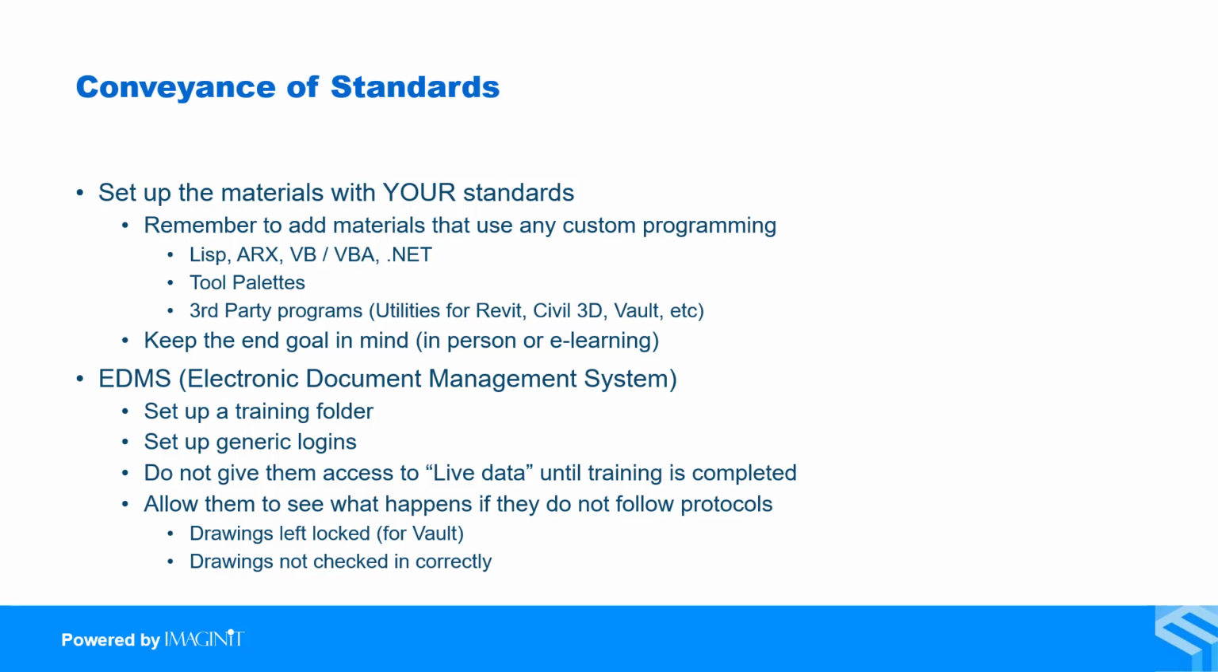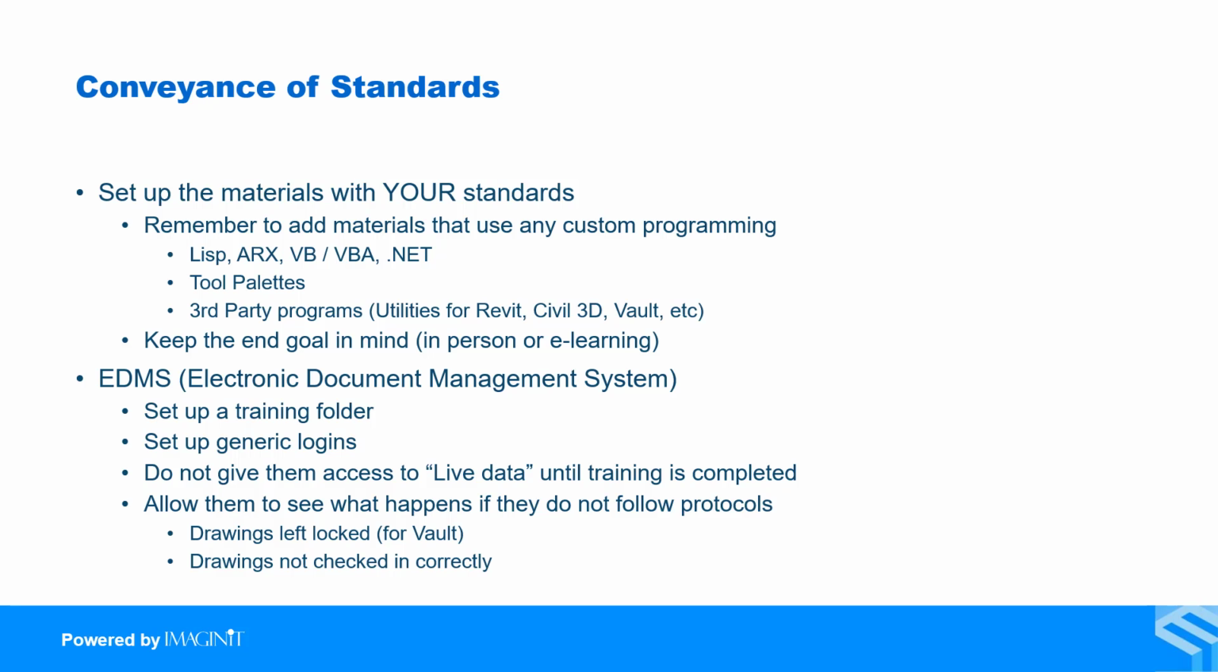Next, we're going to talk about the conveyance of standards. When you're setting up your own materials, it is critical that you set these materials up with your standards. Remember to also add materials to your training that includes any custom programming, Lisp, ARX, VB, VBA, .NET, any tool palettes or any other customizations, and any third-party programs. So for example, if you are an IMAGINiT customer or you have bought our utilities for Civil 3D or Revit, make sure that the training includes those tools. And keep the end goal in mind. Again, is this in-person or e-learning, and you're going to want to adapt those things as well.